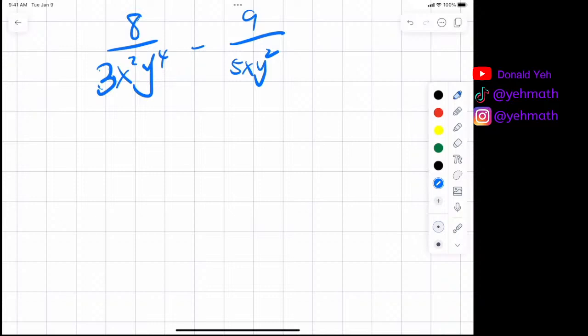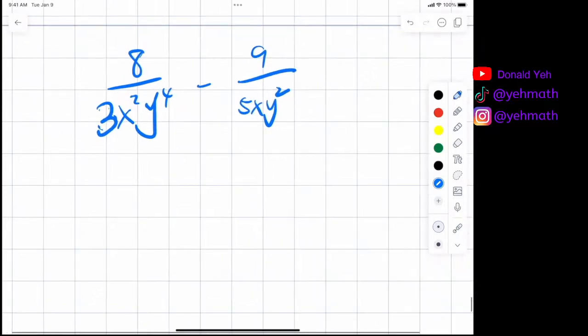What's the common denominator between 3 and 5? 15. Thank you. You got me, Ori. Okay, I need an LCD first. It's going to be 15 first. What's the common denominator of x squared and x? I always pick the higher one. And for y, I always pick what?